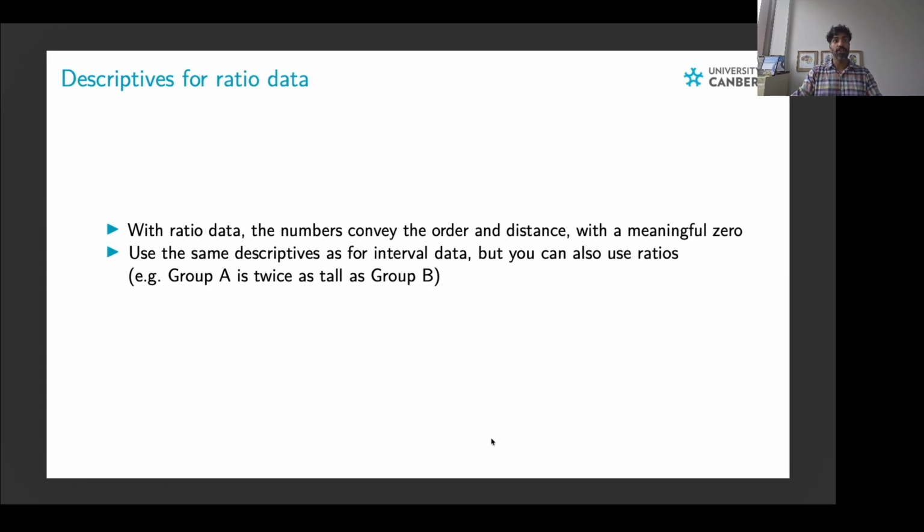And descriptives for ratio. With ratio, the number conveys the order and distance with a meaningful 0. Again, hopefully that is reflexive for you to be able to say and think and understand at this stage. So use the same descriptives as for interval data, but you can also use ratios. So you can say group A is twice as tall as group B, right? So this is some of the descriptives you can say with ratio, and you could provide precise numbers in relation to those ratios.